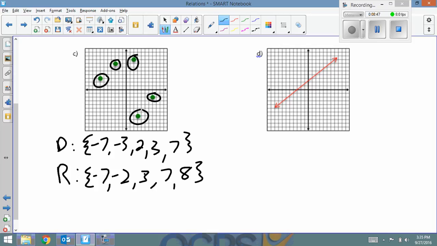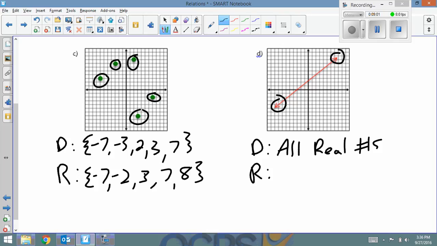Okay. For letter D, you notice that this is a straight line, and because it has these arrows, it goes on and on forever. When you have a straight line like this that goes on and on forever, your domain and range are the same thing, and what we say for that is all real numbers, and that's the same for range. And this is because no matter what I do to that graph, it's going to hit every possible X and Y value, so we're going to say all real.